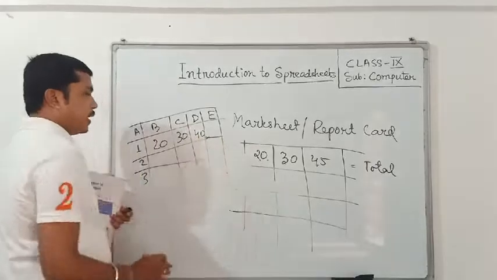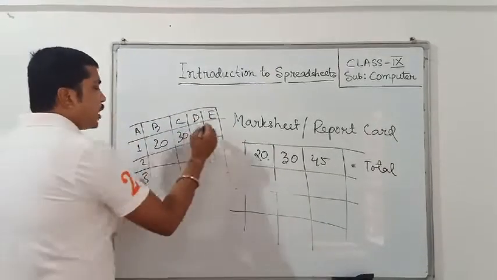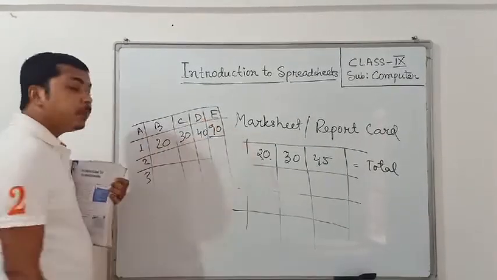Now I want the total here. Suppose for the total I have applied the formula. After entering the formula, my total will be 70, 80, 90. My total will be 90.